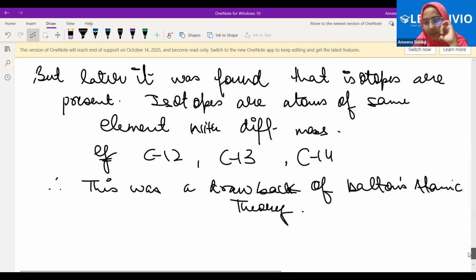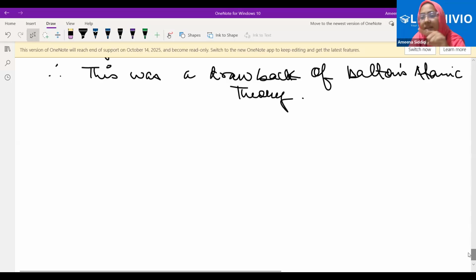Now, what are isotopes? Isotopes are atoms of the same element which have different mass. Now, it was found out that isotopes are present for almost every element. And what was Dalton saying? Dalton was saying that every atom of the same element will have the same mass, right? And when we found out that isotopes are present, that point is wrong now. Therefore, this point was a drawback because of the presence of isotopes, okay? Have you understood isotopes? Yes, ma'am.